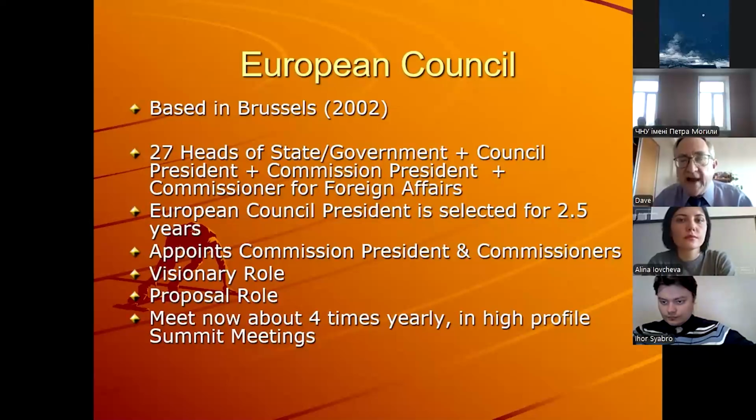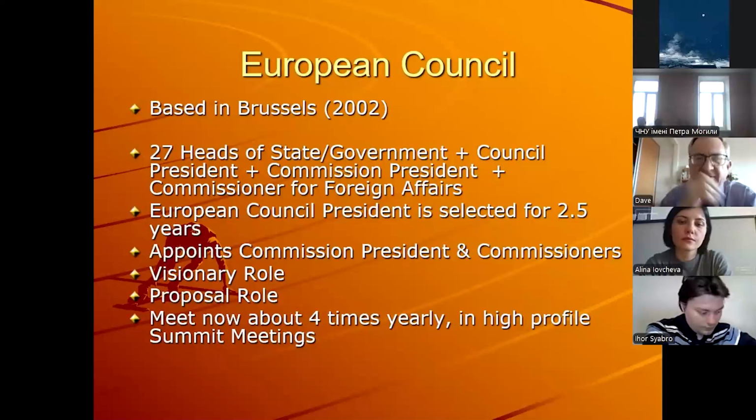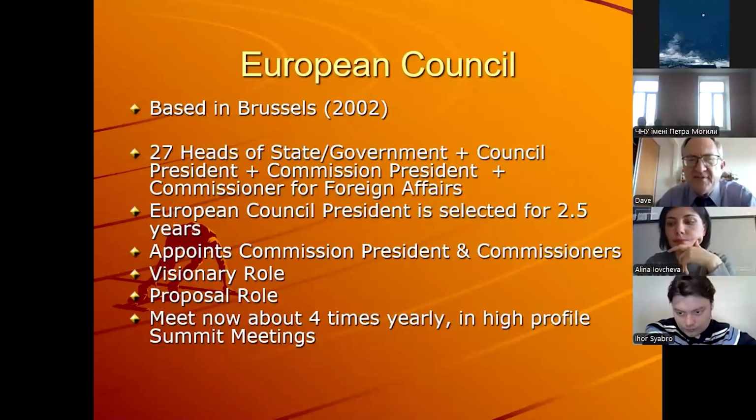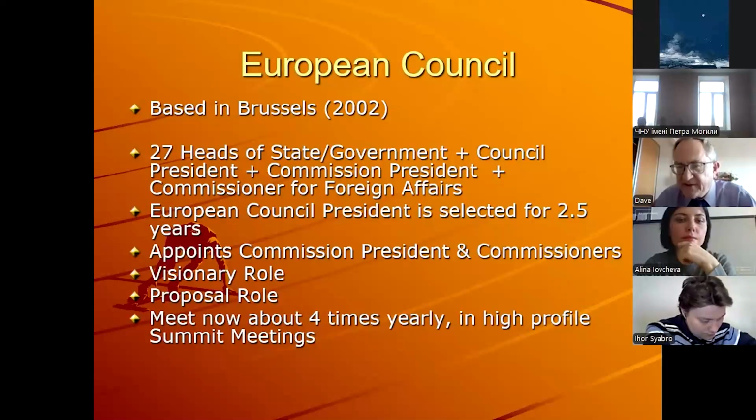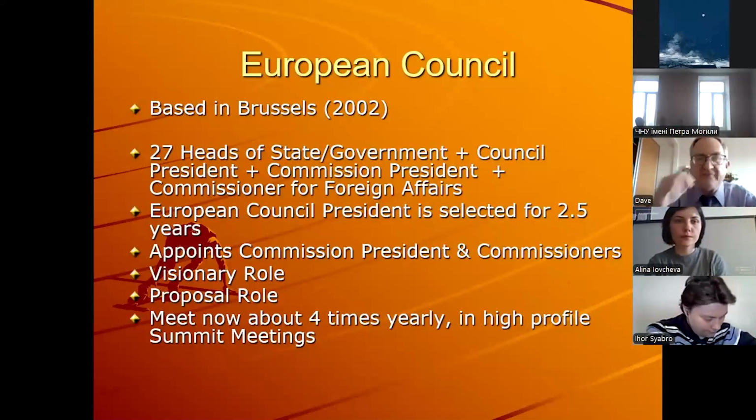It also includes the council president. There's a president of this council. We'll talk about that. And it includes the commission president, Mrs. von der Leyen, and the commissioner for foreign affairs, Mrs. Kallas. Now, the European Council president is a person selected for 2.5 years to guide this European Council. What's the role? Well, they appoint the commission president, Mrs. von der Leyen, and they must approve all the commissioners every 5 years, together with the European Parliament.